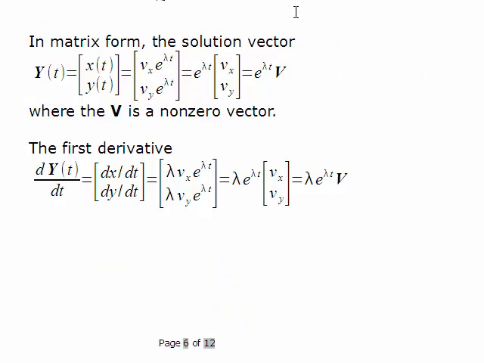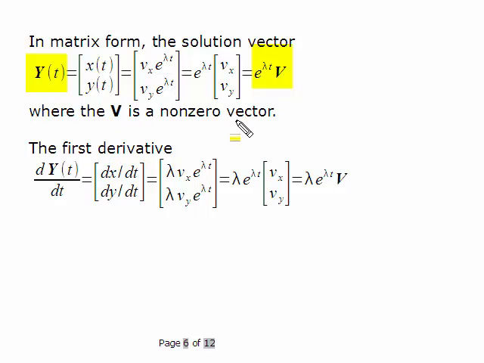So let me erase the screen here, and here with my assumption on the form for the solutions for x and y, I now have a different form for that solution vector y.